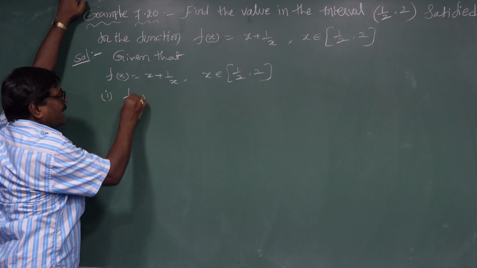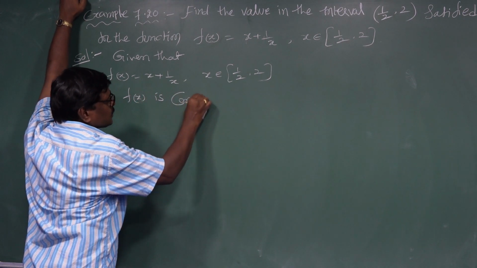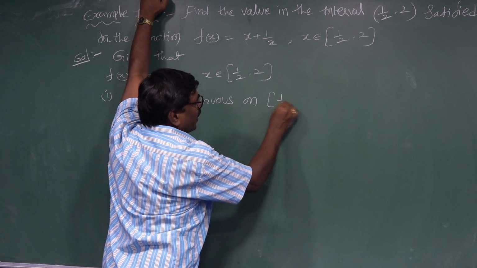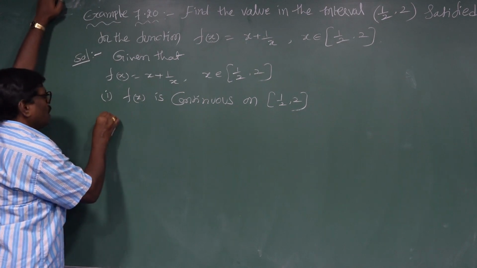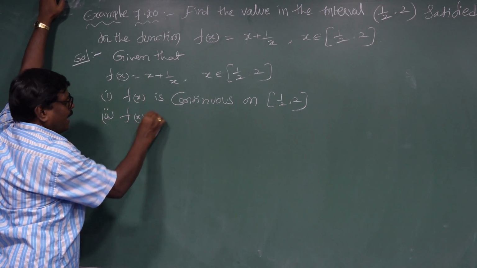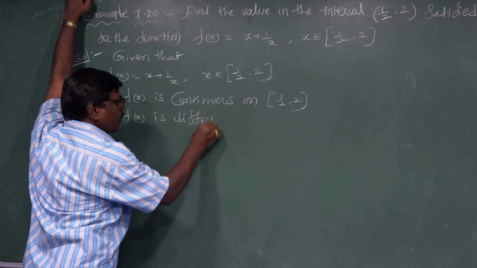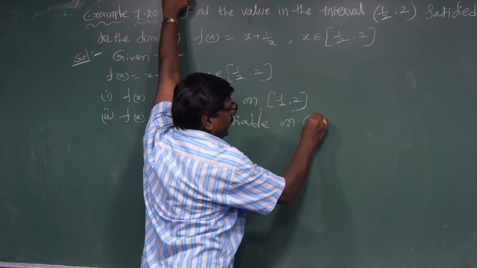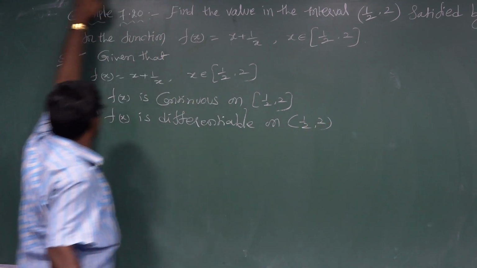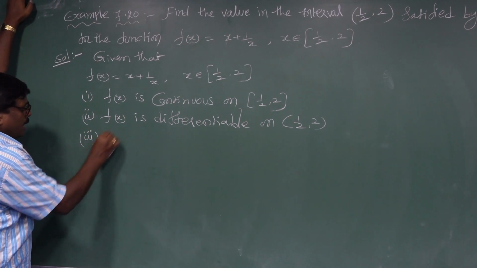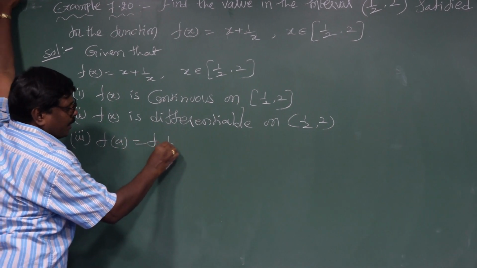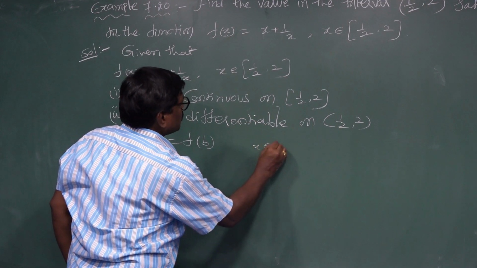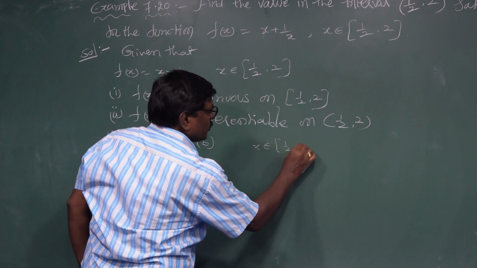This satisfies Rolle's theorem. Number 1, f(x) is continuous on the closed interval [1/2, 2]. Number 2, f(x) is differentiable on the open interval (1/2, 2). Third condition, f(a) is equal to f(b). This interval is x belongs to [1/2, 2].